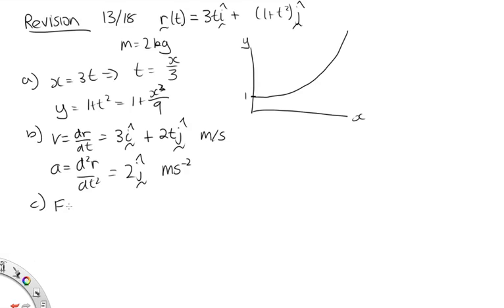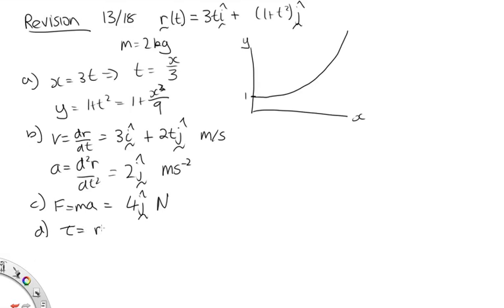Just use Newton's second law. F is equal to ma. M we're told is 2. So this is equal to 4j newtons. Part D says calculate the vector torque and angular momentum of the particle about the origin.